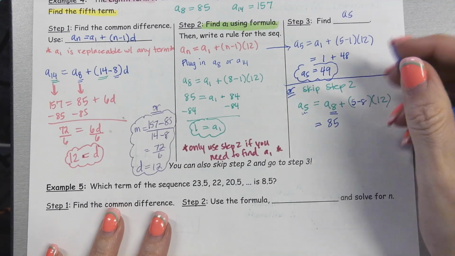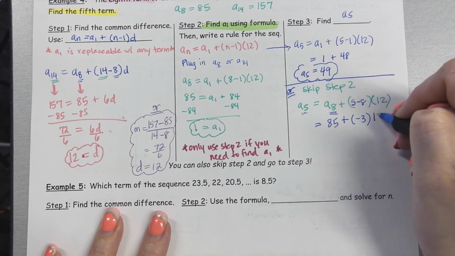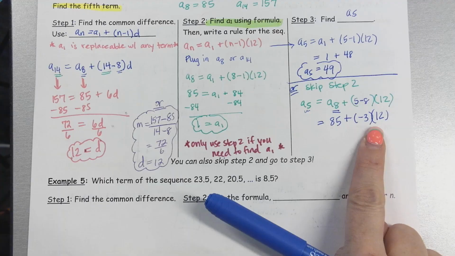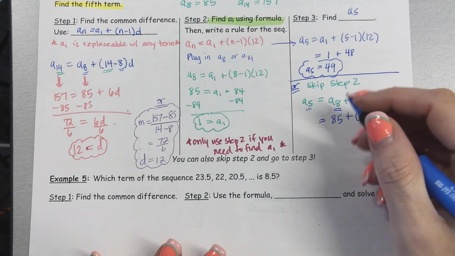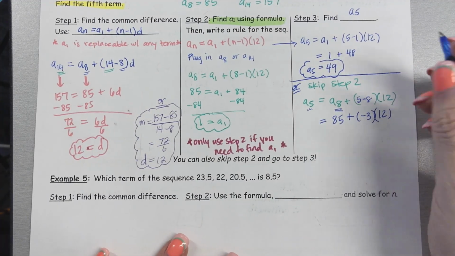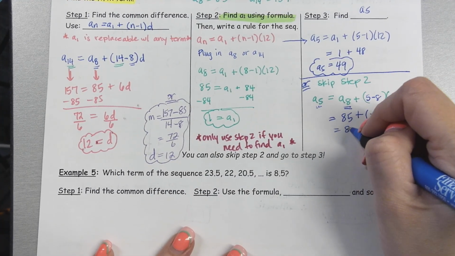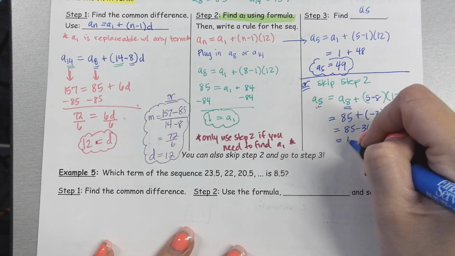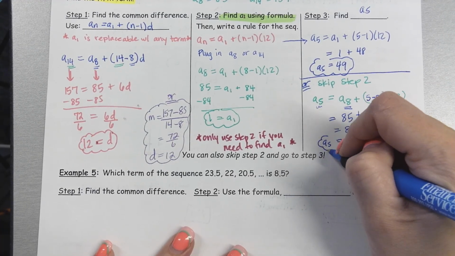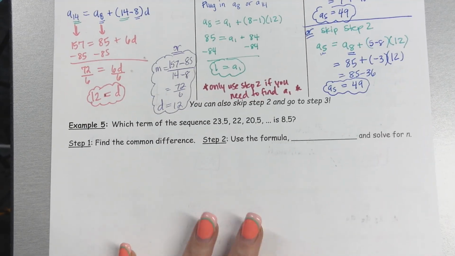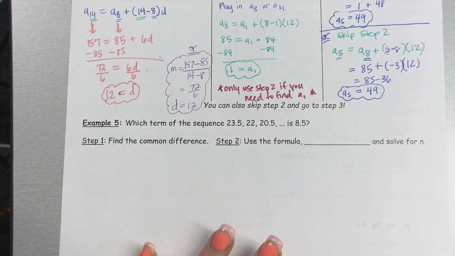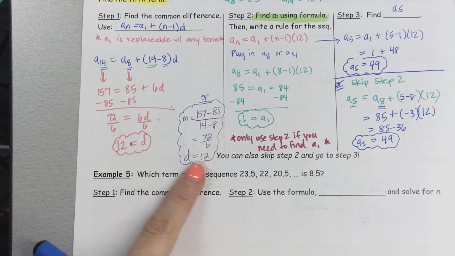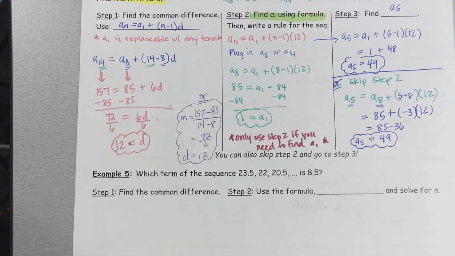So you would have 85 plus negative 3 times 12. Remember what we said earlier? You had to subtract 12 3 times. This is the same thing. So 85 minus 36 is going to be 49. Okay, so I'll give you some time today to practice so that you can figure out what method you want to use here. Okay? What I recommend is that you find D one of these 2 ways and then jump to this step.